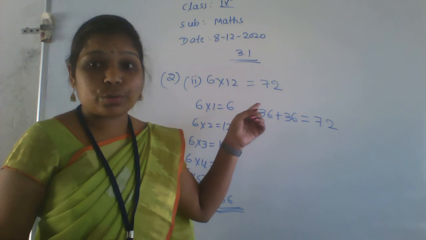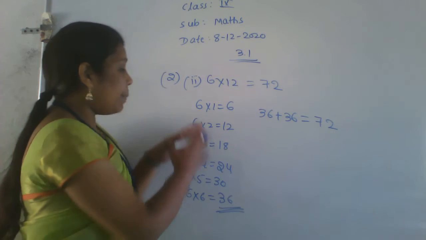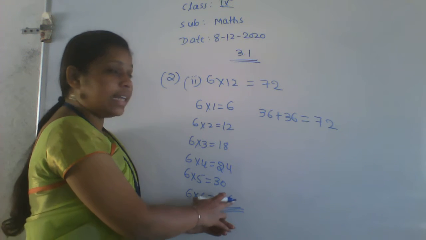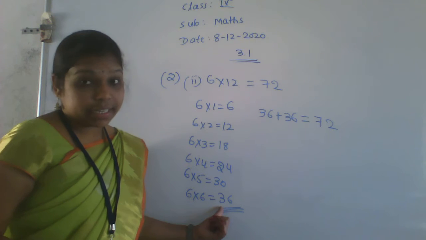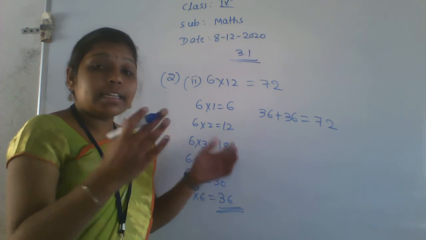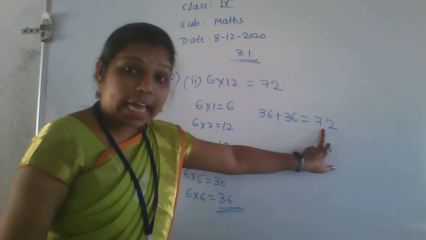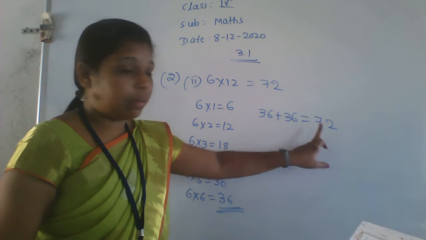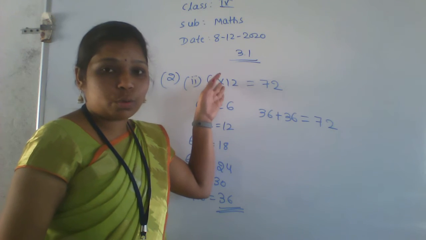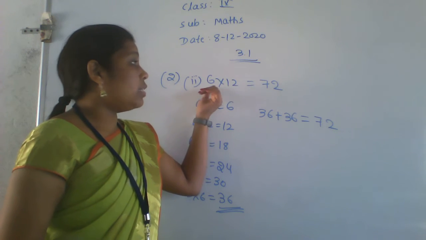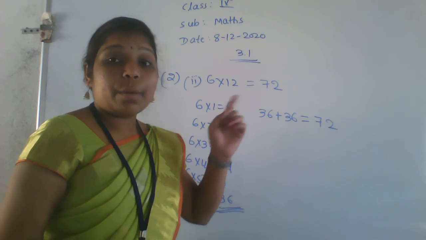Getting right? How to do this one? Double the 6th time table. Up to 6th time, you have to write the table. And what is the value for 6th table here? 36. Double means 36 plus 36. That answer is 72. Add these two numbers, 72 you will get. This is the product for the given two values. 6 into 12 is 72. Like this you have to find the product.